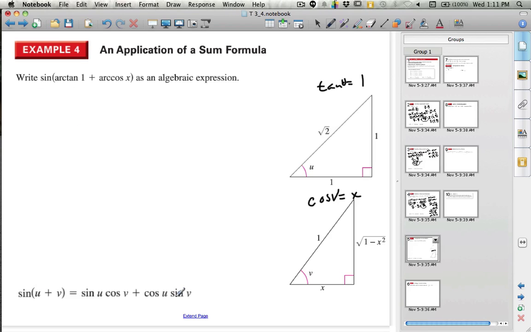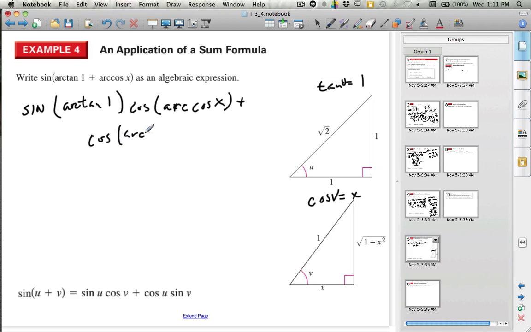All right, so we're going to be working with this sum formula, so I know I want the sine of arctan 1 times the cosine of v, which is arc cosine x, plus, I'm going to go ahead and bring that down here, the cosine of arctan 1 times the sine of arc cosine x. And let's substitute these values.